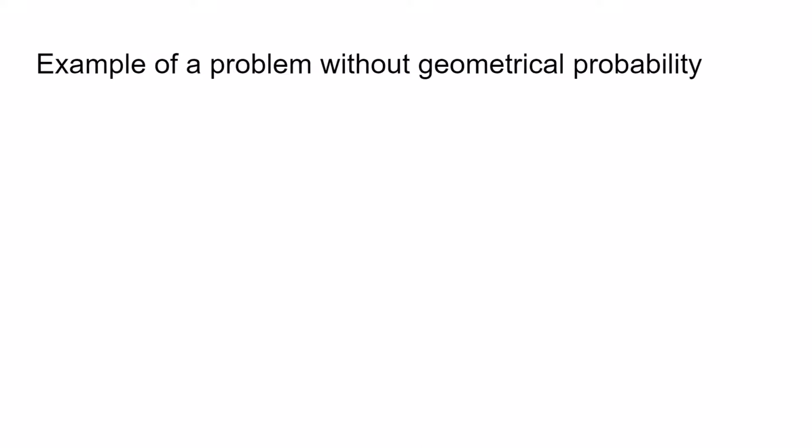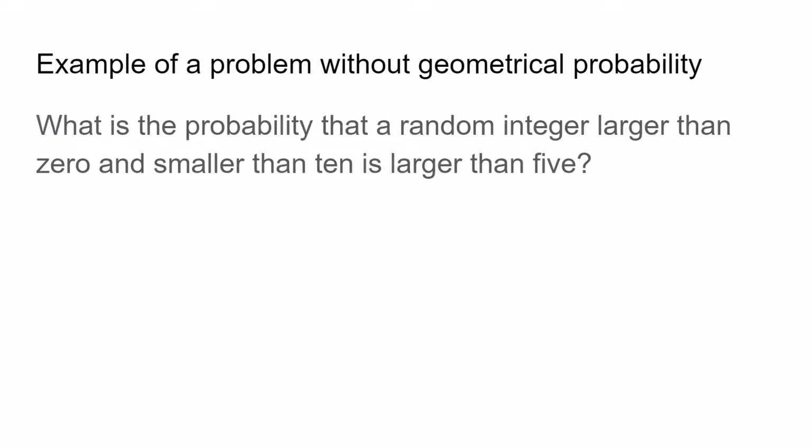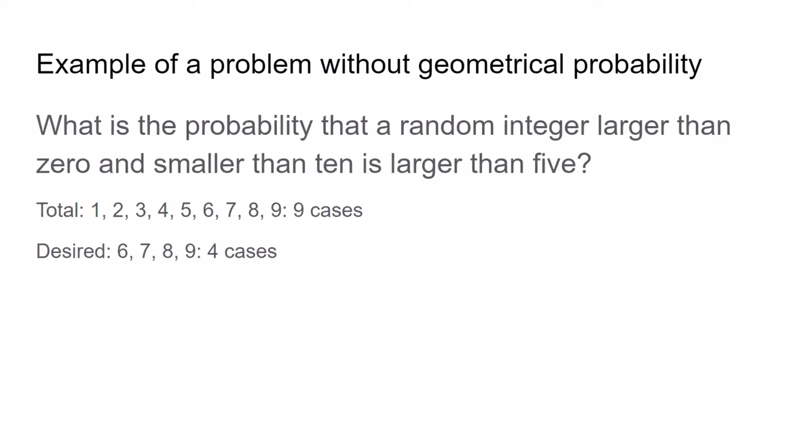A problem without geometrical probability would be, what is the probability that a random integer larger than 0 and smaller than 10 is larger than 5? Here, there are a finite number of outcomes, and the total cases are 9, and there are 4 desired cases. To find the probability, we just divide the desired by the total and get 4/9.